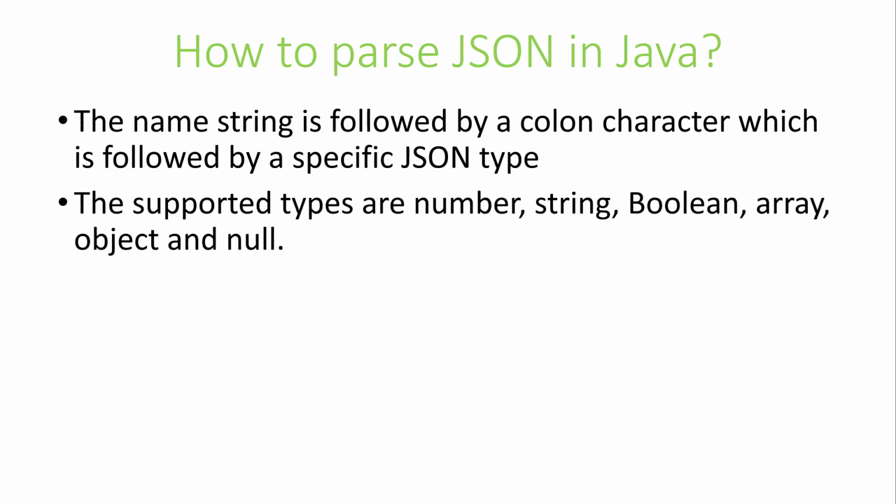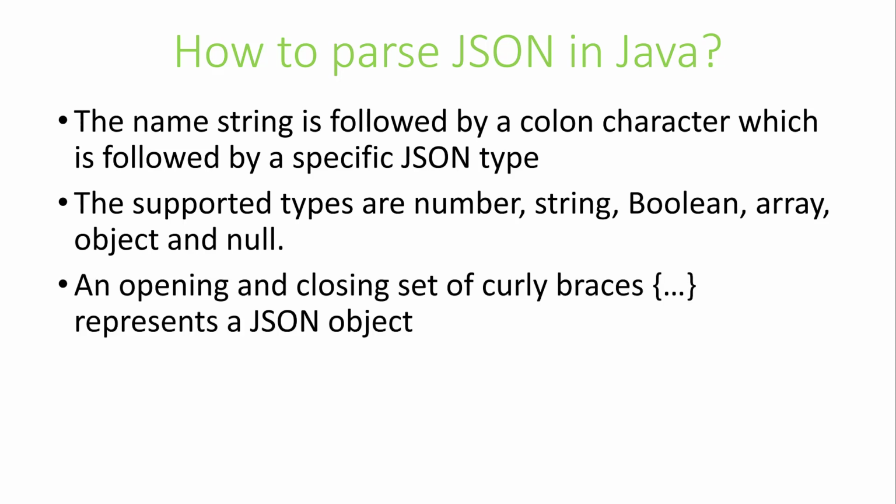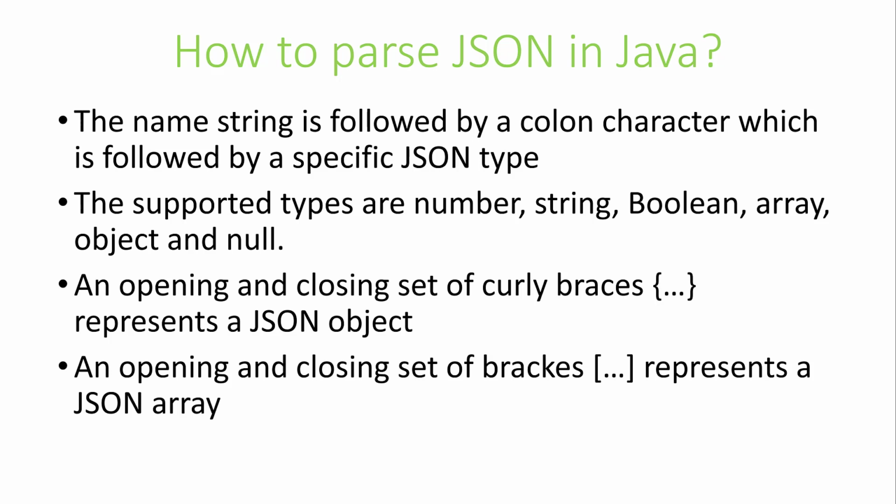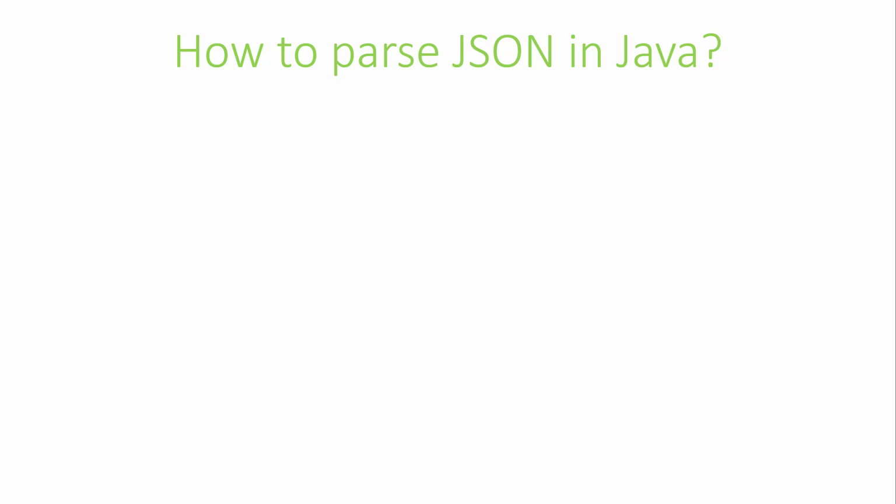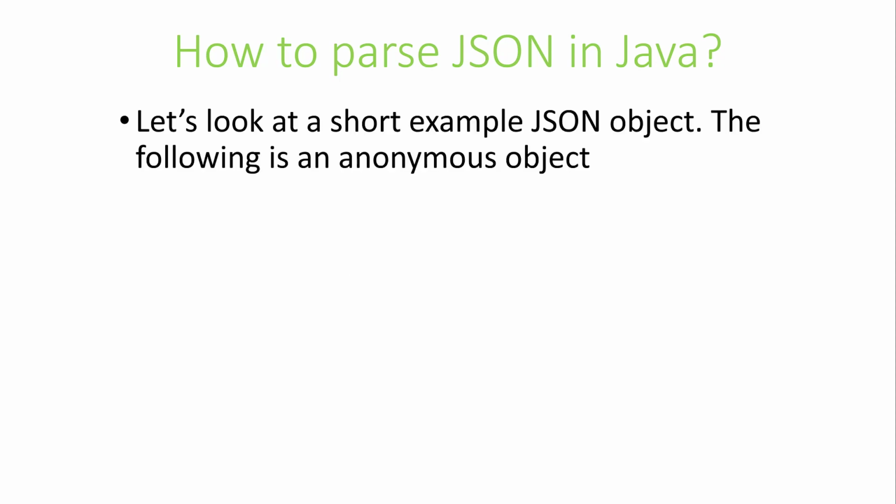The supported types are number, string, boolean, array, object, and null. Numbers are unadorned by any punctuation, such as double quotes, so you'll see a number all by itself. A string will be surrounded by double quotes. A boolean will be either true or false. Null will be the word null. An opening and closing set of curly braces will represent a JSON object. And finally, an array is represented by an opening and closing set of square brackets. Of course, an object or array can be nested and contain additional objects or arrays, so a JSON object can be quite complex. Let's take a look at a short example JSON object.